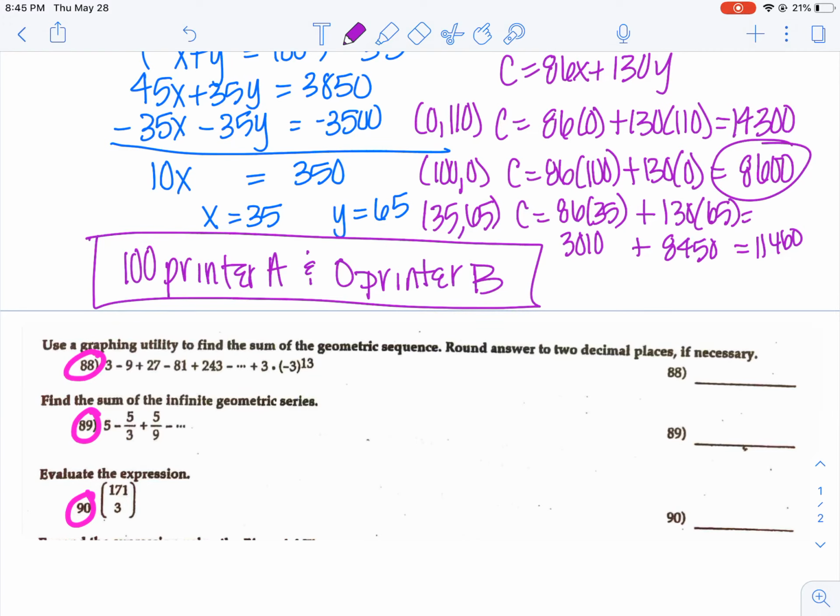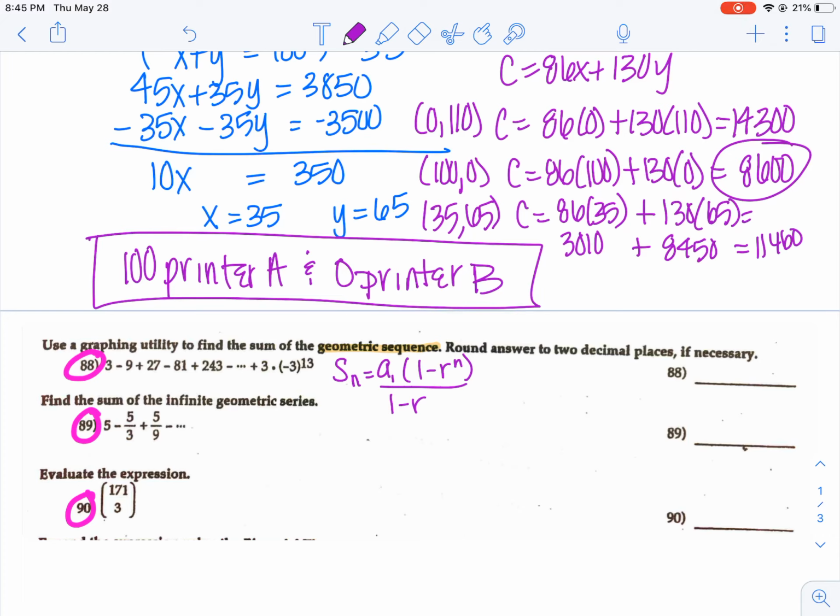Okay, 88, 89, 90. So 88, let's see, we have a geometric sequence. Okay, so it's telling me it's a geometric sequence. It's finite, it ends. So this is your equation. It's going to be S sub however many terms equals a sub 1 times 1 minus r to the n over 1 minus r.